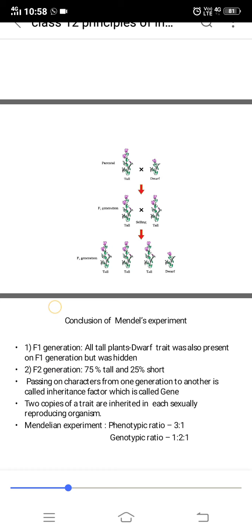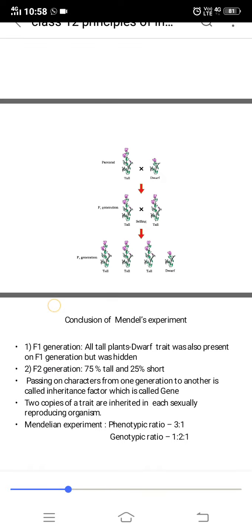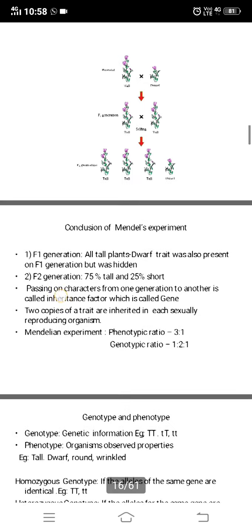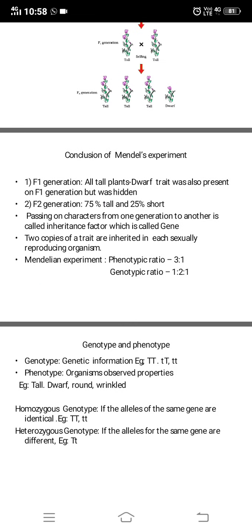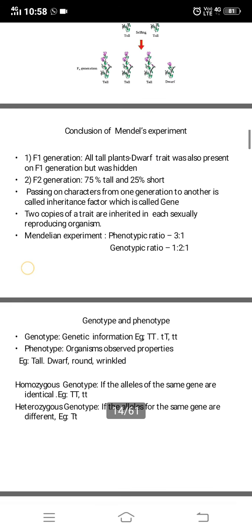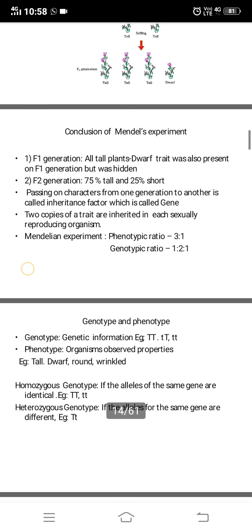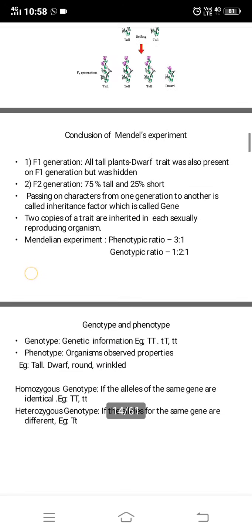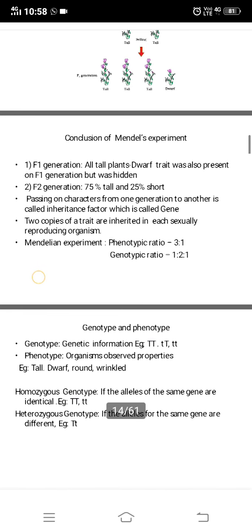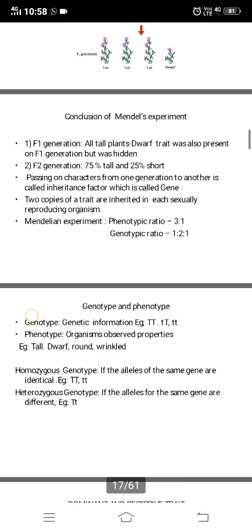Phenotype means the outward appearance and genotype means the genes. So the phenotypic ratio is 3:1. The genotypic ratio is 1:2:1. Genotype means the genetic information, for example, capital T capital T, capital T small t, small t small t. And phenotype means the outward appearance, like tall plant, yellow color, whatever the outward appearance, that is called the phenotype. So an organism's observed properties, that is tall, dwarf, round, wrinkled, are called phenotype.